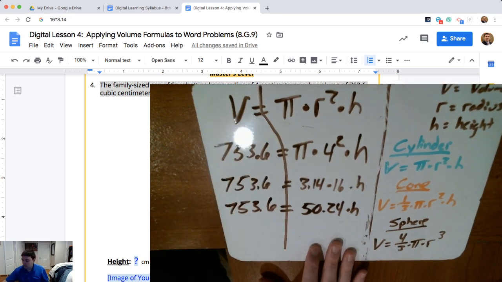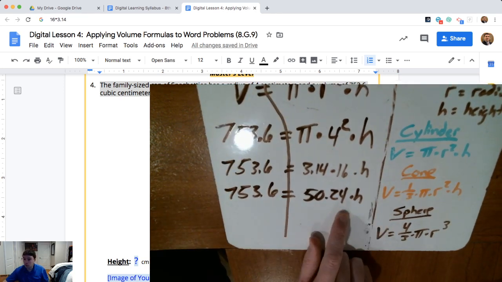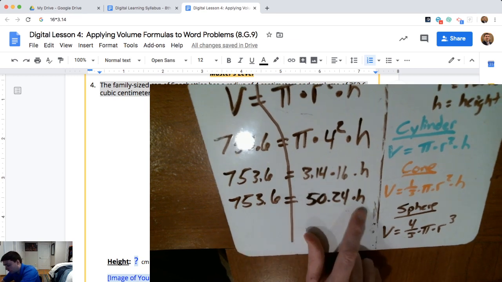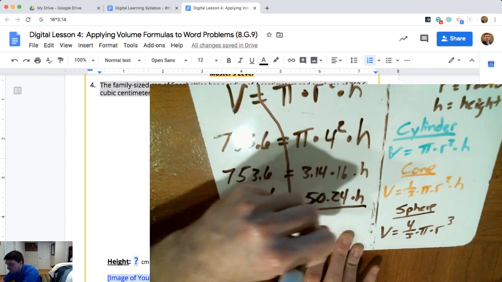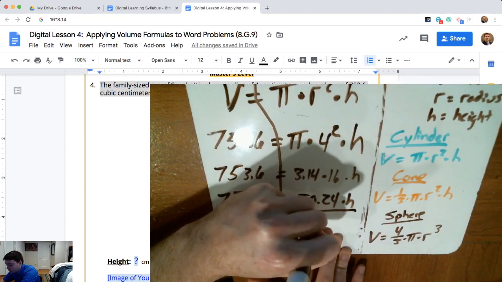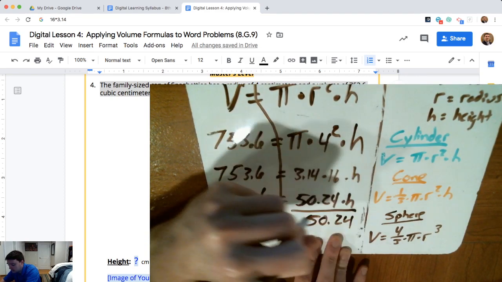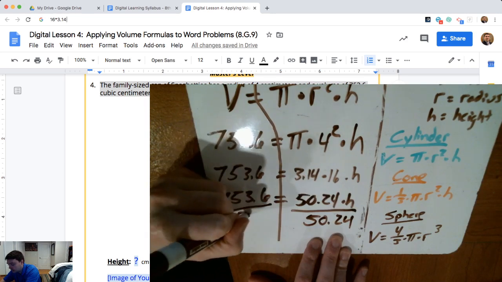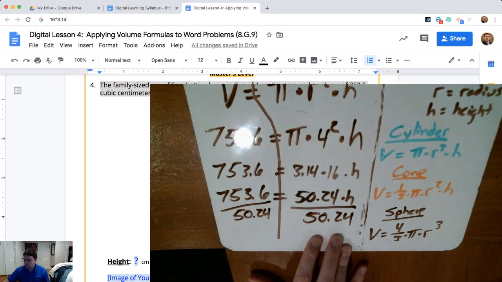Now, the peel the onion step I'm going to use in this case is going to be to divide both sides because h is multiplied with a coefficient of 50.24. I divide by that coefficient on both sides to cancel it out and isolate the h, or the height.